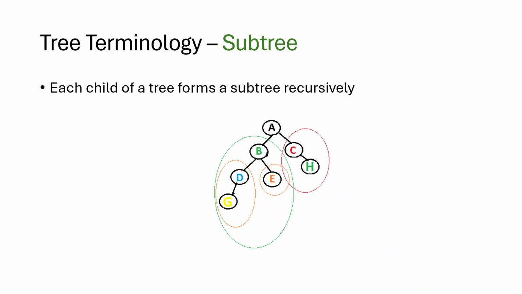And then subtrees. So we call a single node also a tree. For A, the subtrees are B, D, G, E, and C and H. For B, the subtrees are D and G, and then E is another subtree. For D, the subtree is G, and for E, nothing. For C, H is a subtree. So even a single node is called a subtree.